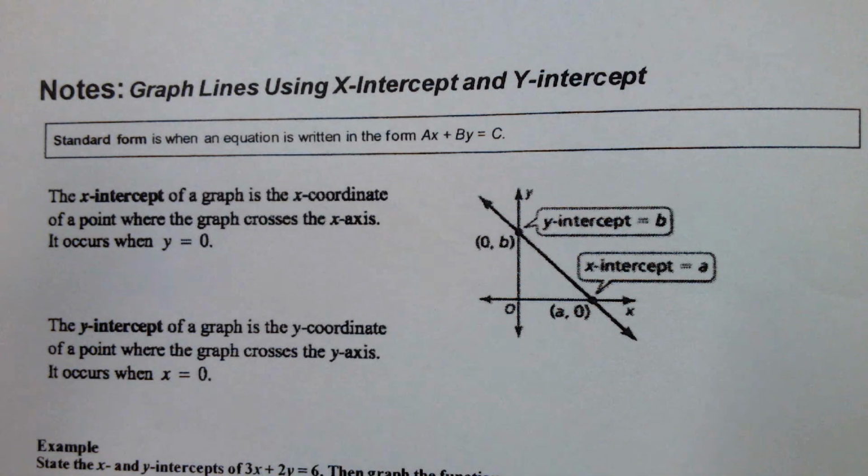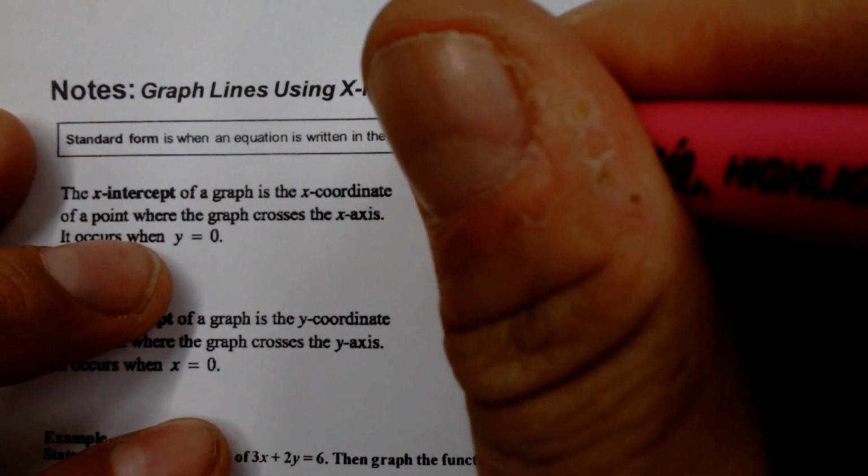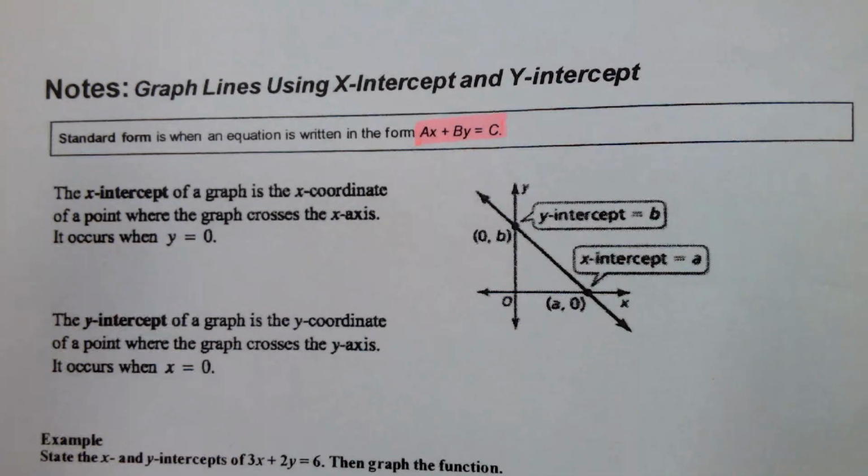All right, so we're going to graph some lines today, and we're going to take equations that are linear functions, but they're written in a certain format that's called standard form. So there's different formats or ways of writing linear functions. And one of the most common and most useful is standard form. So standard form is a linear equation that's written in this form: ax plus by equals c.